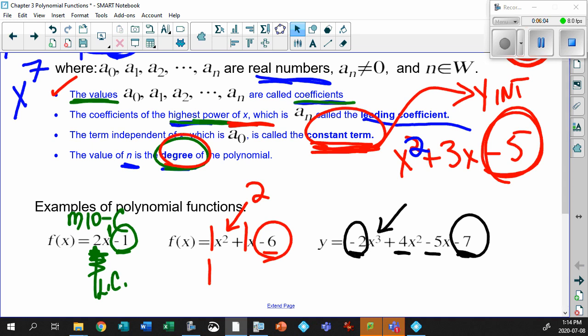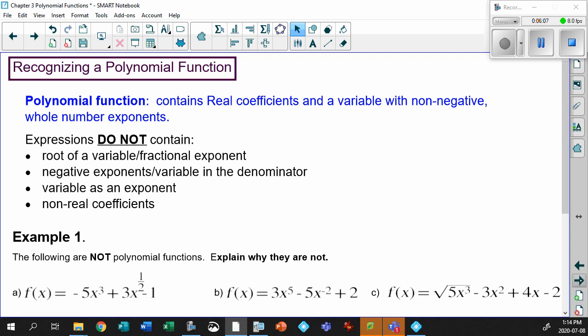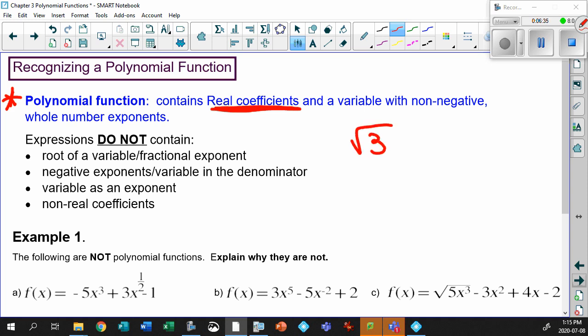When we're looking at the next little thing here, we have to be able to see that polynomials also have a bunch of other things that go along with them. So a couple things here that you really have to watch out for. By definition, a polynomial function contains real coefficients. In other words, they can be fractions, integers, whole numbers, they can even be radicals up front, as long as that radical is a real number. What do you mean, as long as the radical is a real number? I'll tell you in a second.